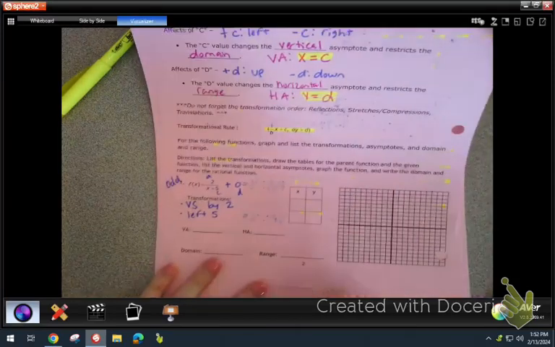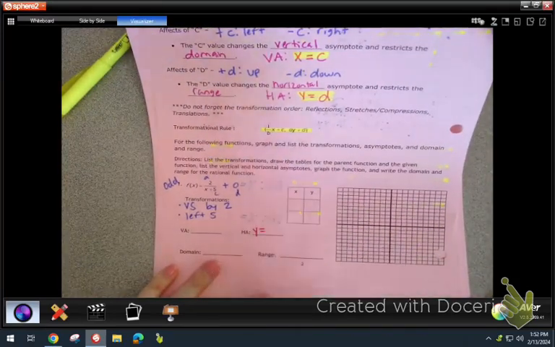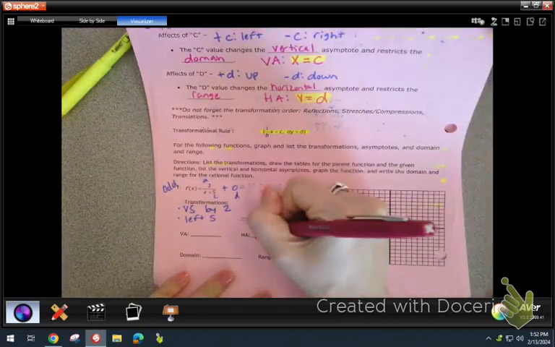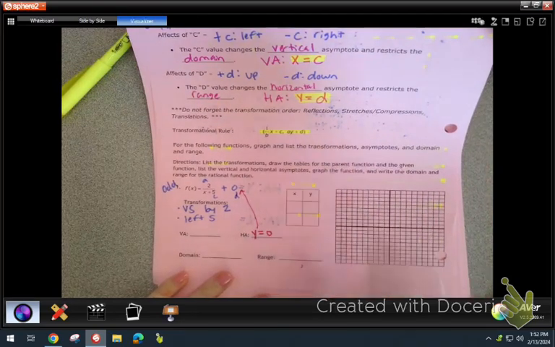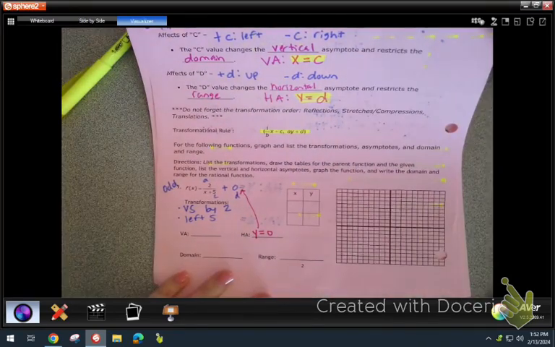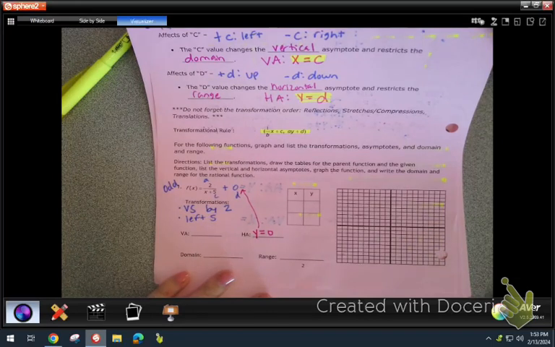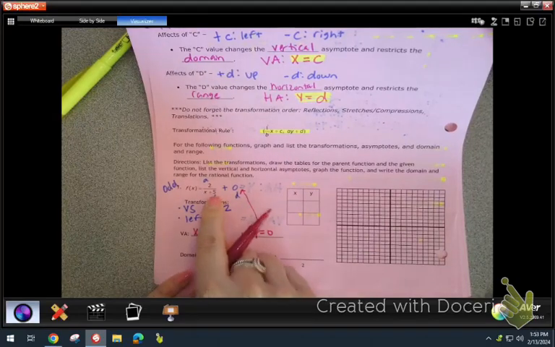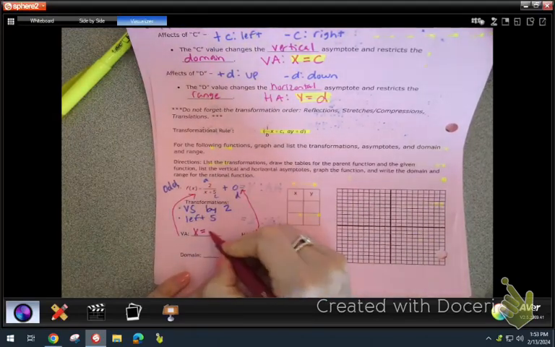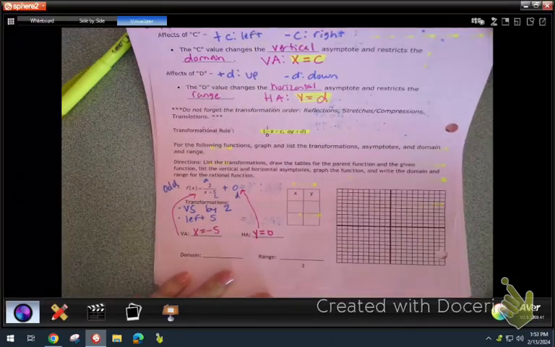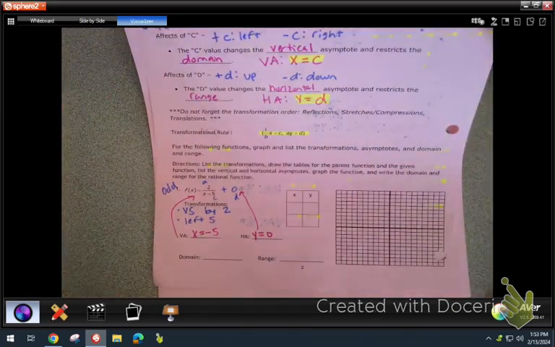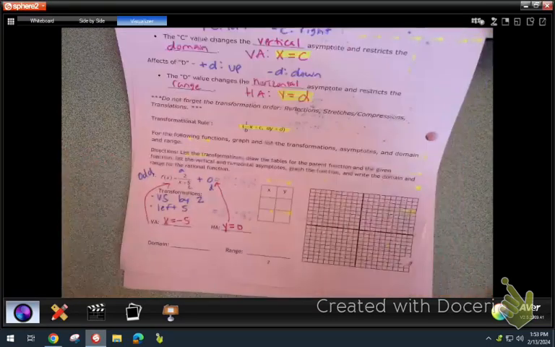So remember, horizontal asymptote has got to be y equals, okay? And it's y equals whatever that D value is, which in this case is a 0. So my horizontal asymptote is y equals 0, okay? My vertical asymptote is the C value, and it's x equals, now C is always opposite, so if this is an x plus 5, my VA is at negative 5, okay? Get those down and then get them on the graph. This is going to help with your boundary lines. It's going to help you with your shapes, your boomerangs. Get those on the graph.